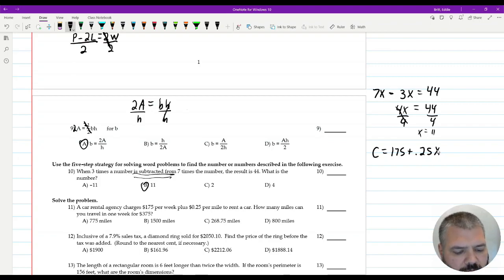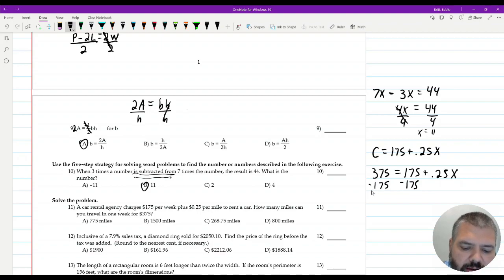Now, it wants to know how many miles can you travel in 1 week for $375. So remember, x is our miles. So if I'm going to pay $375 for the car, that is $175 plus 25 cents per mile. If I solve for x there, now I can get the number of miles that I could go if I was to give them $375. So we're going to get the x by itself.